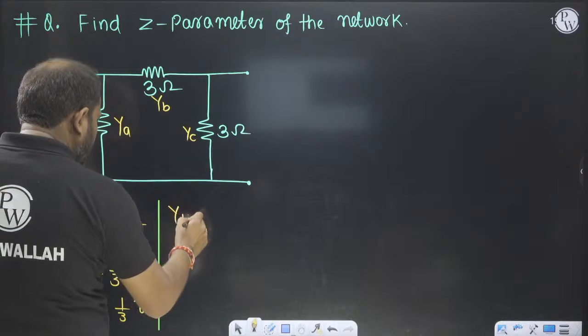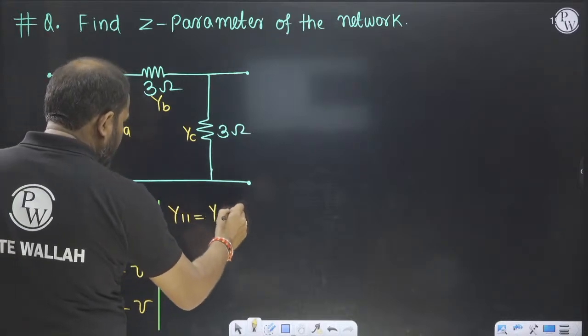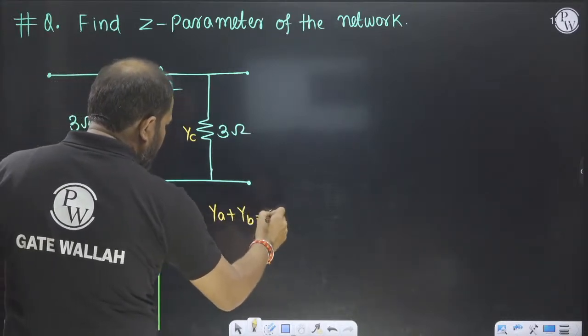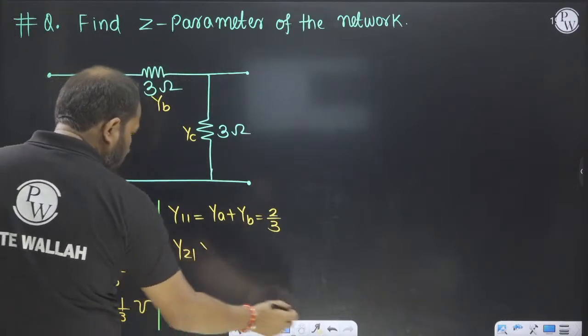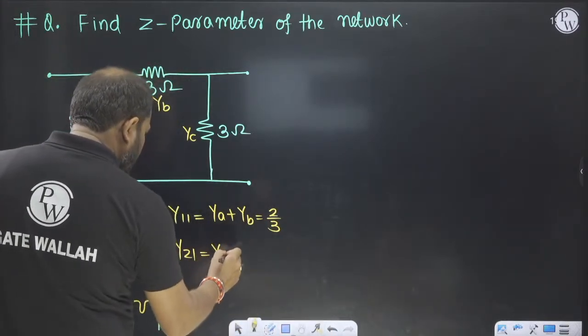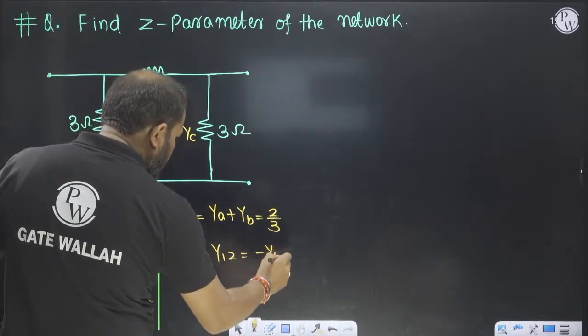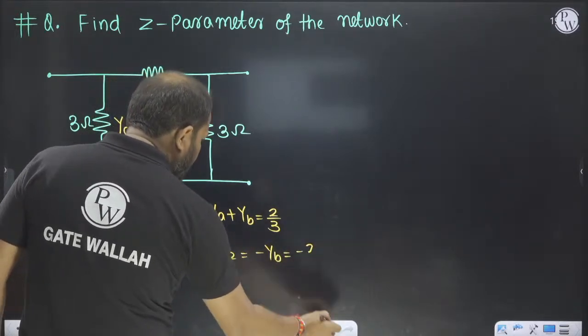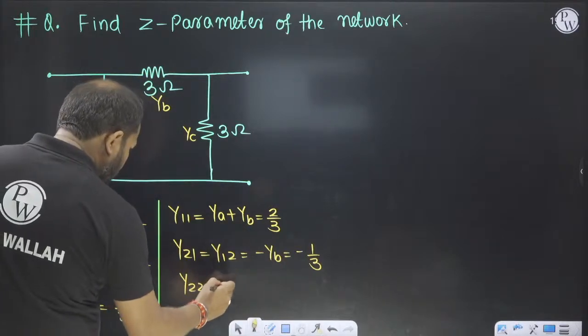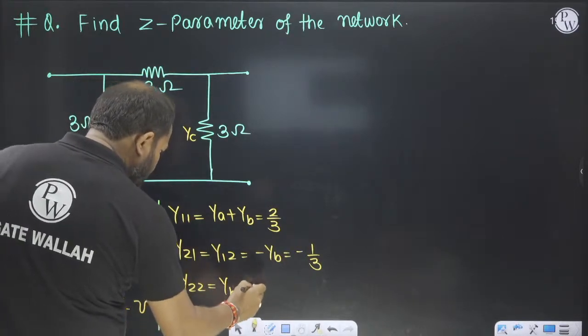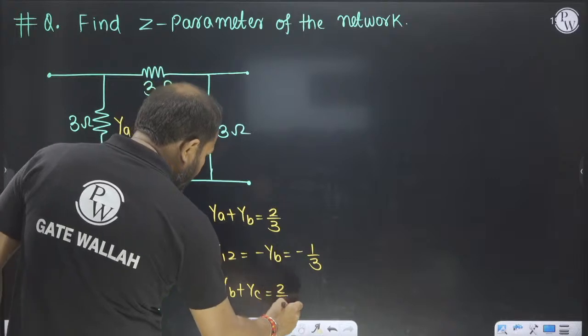Y11 is equal to YA plus YB, so it is 2 by 3. And Y21 and Y12 is equal to minus YB, so it is minus 1 by 3. And Y22 is equal to YB plus YC, so it is 2 by 3.